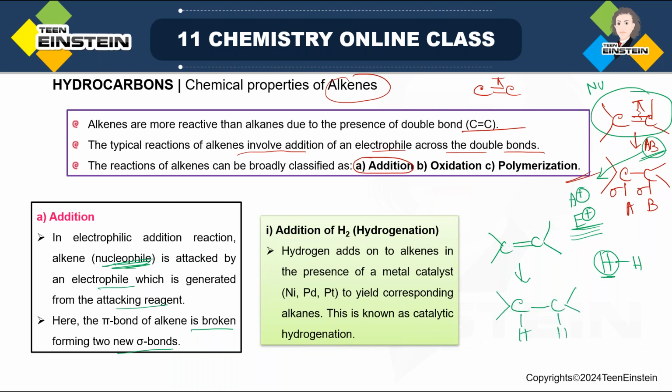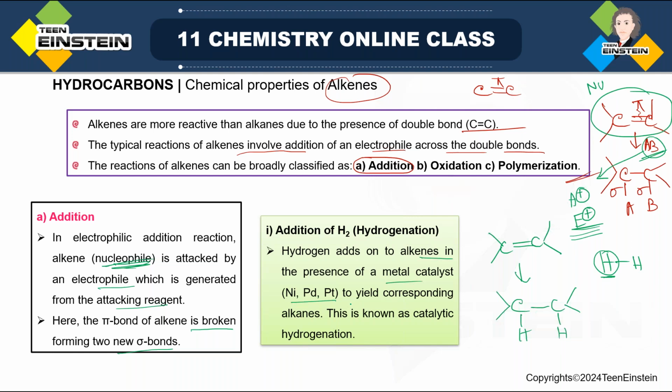Now this method we have already seen under the heading of preparation of alkanes. Though we are discussing it under the chemical properties of alkenes, this is also a preparation method of alkanes, and there we have already seen this reaction. We'll just brush up quickly. Hydrogen adds on to alkenes in presence of some metal catalyst to yield the corresponding alkanes. Now this is known as catalytic hydrogenation.